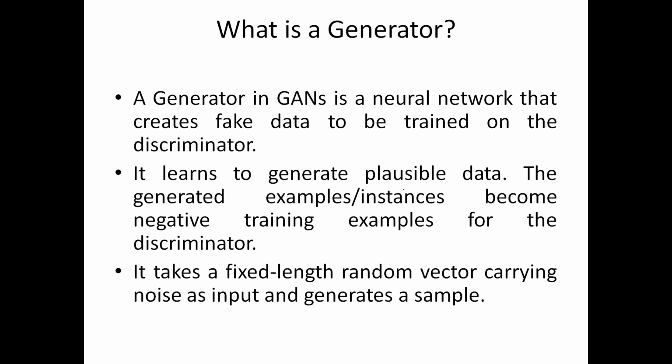Now, as we have two models in GAN, the first one is the generator model. The purpose of the generator model is that it is a neural network that creates fake data to be trained on the discriminator. In our previous example, it generates the fake 100 rupee note, and it learns to generate plausible data. The generated examples or instances become the negative training examples for the discriminator. It takes a fixed length random vector carrying noise as input and generates a sample.